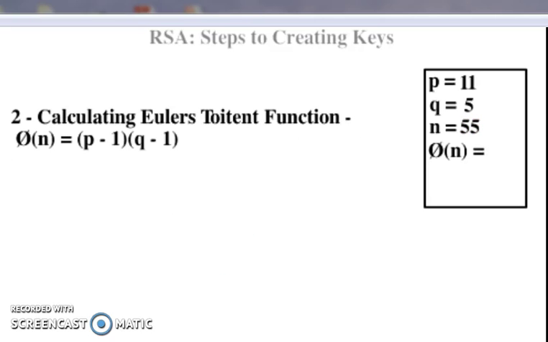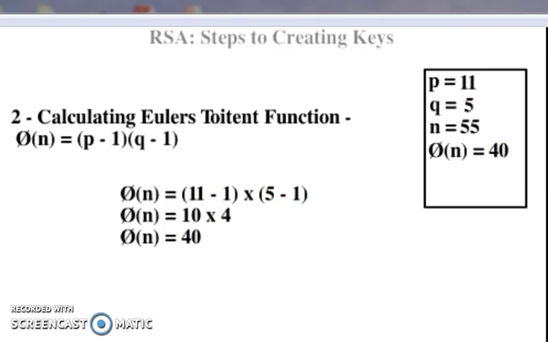The second step is to calculate the totient function. This means the totient of RSA modulus is P minus 1 times Q minus 1. So 11 minus 1 times 5 minus 1 equals 10 times 4 equaling 40.